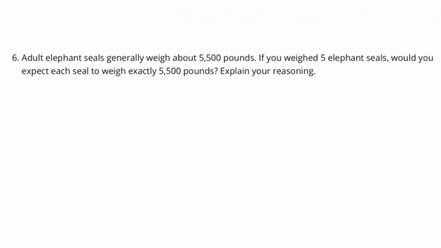Number 6. Adult elephant seals generally weigh about 5,500 pounds. If you weighed 5 elephant seals, would you expect each seal to weigh exactly 5,500 pounds? Explain your reasoning.